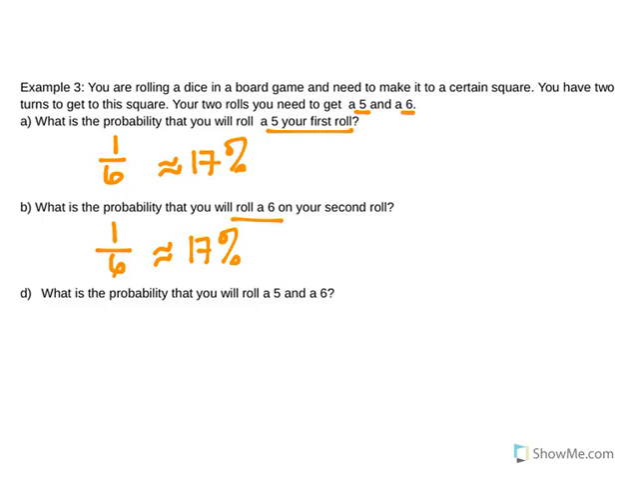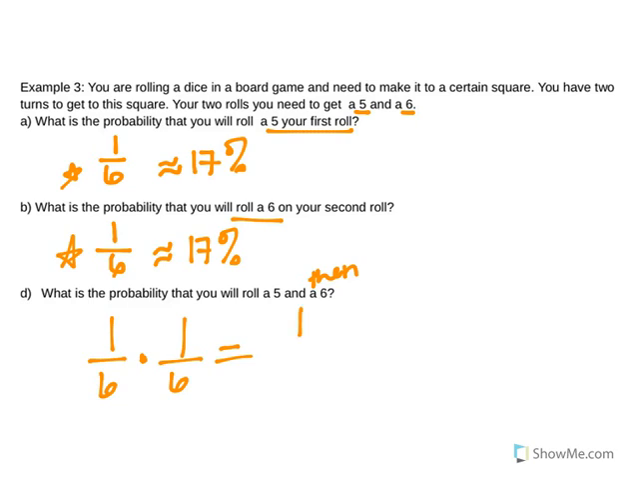The last one says, what is the probability that you will roll a 5, and then we're going to add the word and then a 6. So we're going to assume we're going to get a 5 first and a 6 second. So this should be a lower percentage because it has more things that have to happen. So we're going to multiply both of these together. So we're going to do 1 over 6 times 1 over 6.